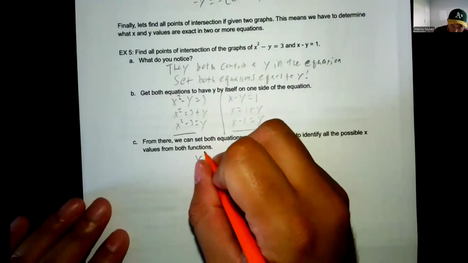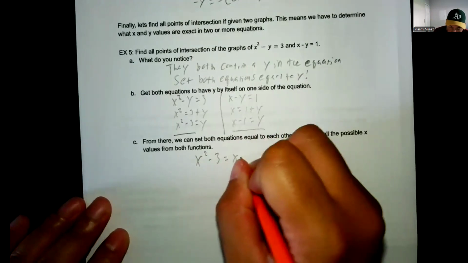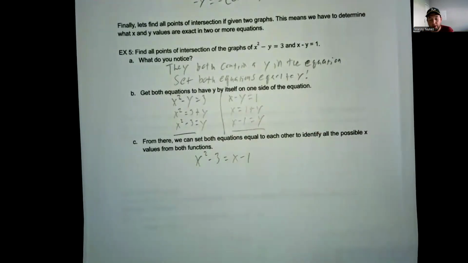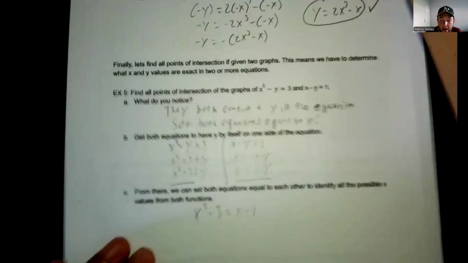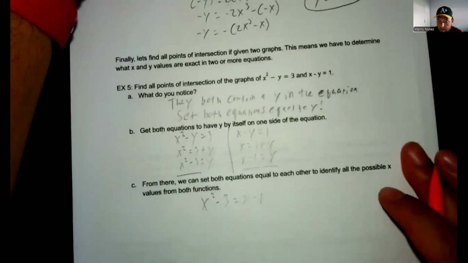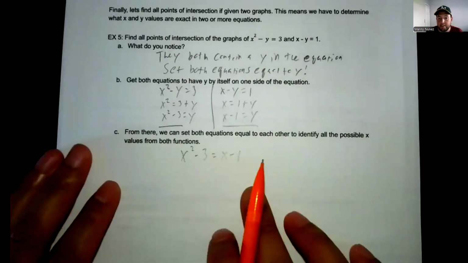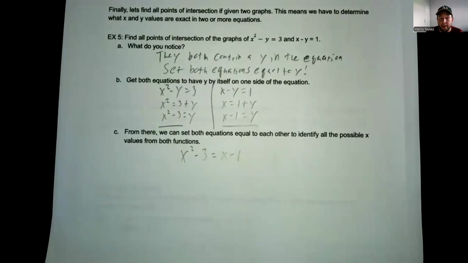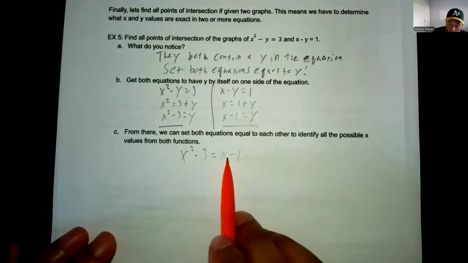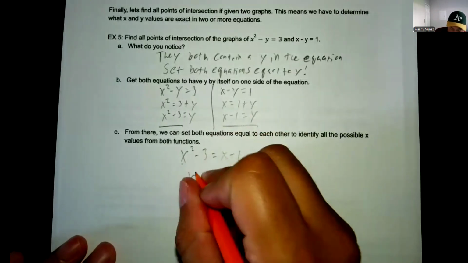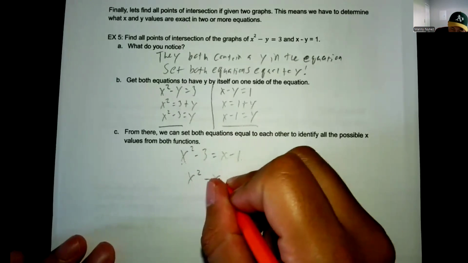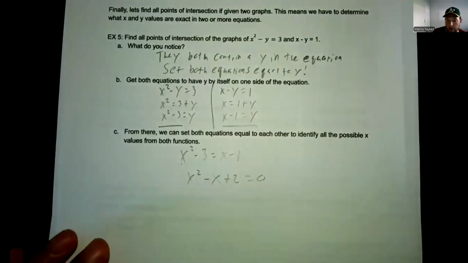We've got now x squared minus 3 is equal to x minus 1. From here, what we're going to do is find all the possible values of x from both functions. What I'm going to do here is set this equal to 0 because I can create a quadratic equation from this and then factor it out. I'm going to move the x over here and then the 1 over here by subtracting and adding. I've got x squared minus x and then plus 2 equal to 0.